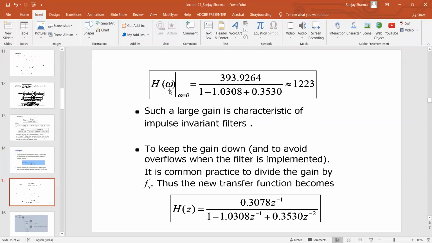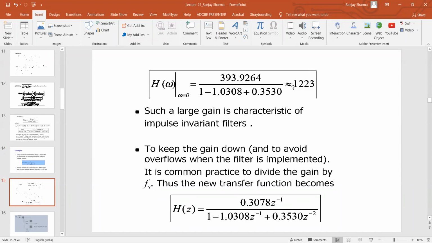So in the expression for H(omega), you put omega equal to 0. Once you obtain H(z), replace every z with e to the power j omega, and then you substitute the value of omega equal to 0. Then the answer you get is the DC gain of the system.